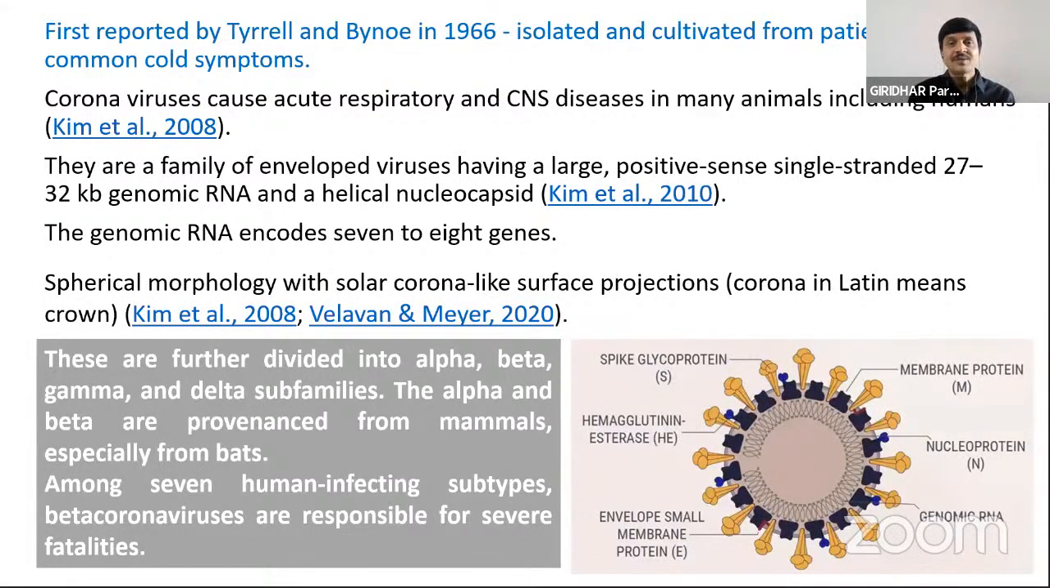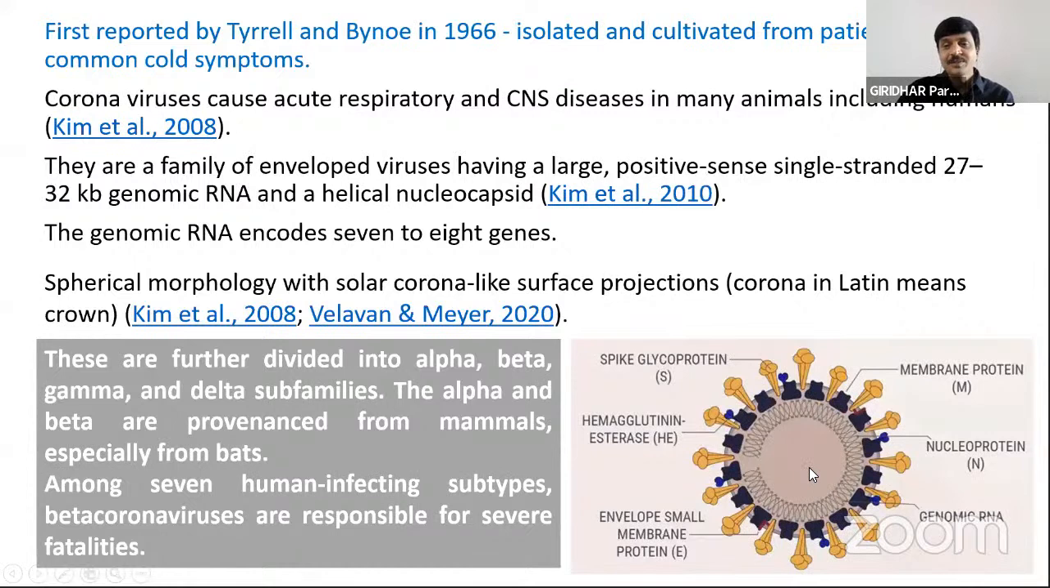So this belongs, as I said, to the coronaviridae family, and its genome is completely sequenced, known for the last couple of years. Especially the positive-sense single strand is its characteristic feature, having a 27 to 32 kb genomic RNA. Here, if you see the position, a nucleocapsid layer will be there, and the spherical morphology is there.